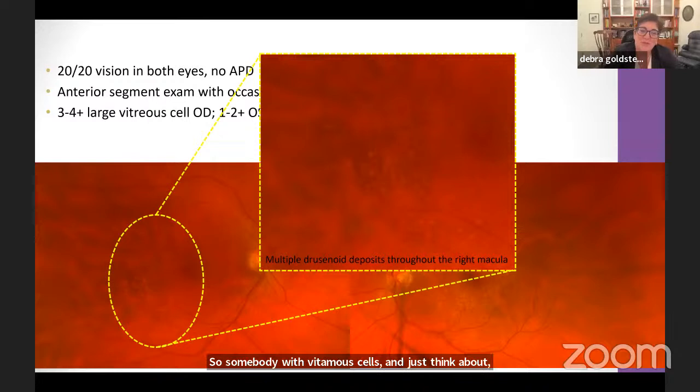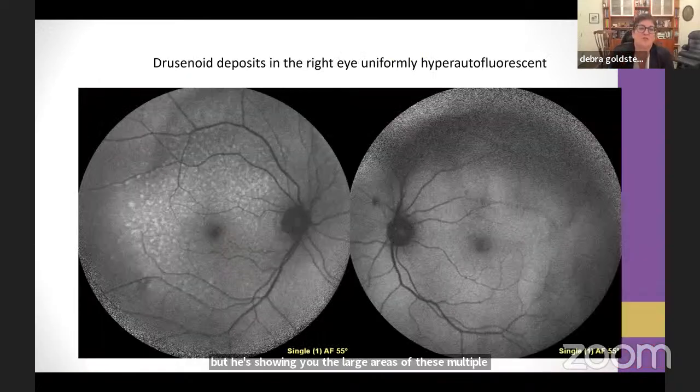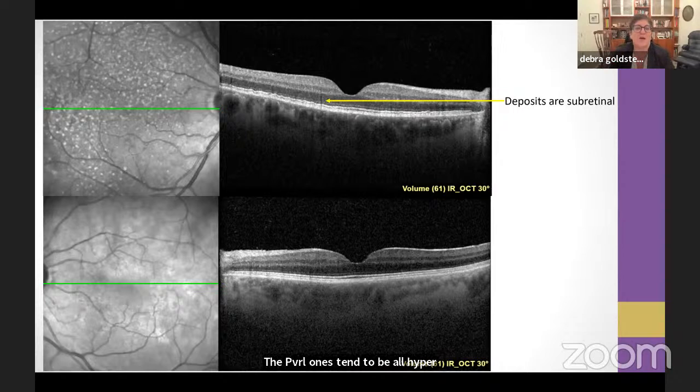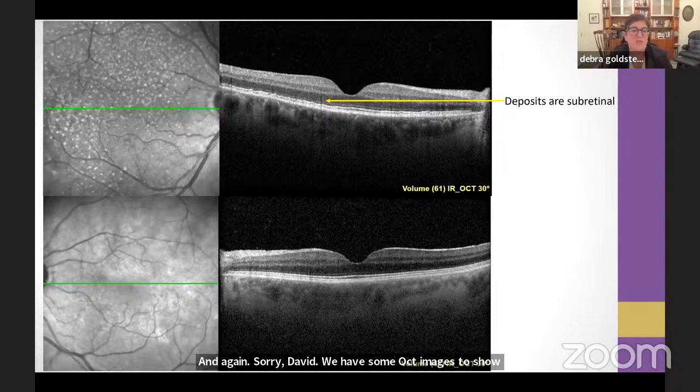My current fellow, who will be joining me in practice in a few months, did this slide for me. I have no idea how to do this, but he's showing you the enlarged areas of these multiple drusenoid deposits. And here you can see on fundus autofluorescence, all of these deposits are uniformly hyperautofluorescent. And this could be a clue differentiating these from drusen, which can be hyperautofluorescent, hypoautofluorescent, or isofluorescent. The PVRL ones tend to be all hyperautofluorescent. And again, sorry, David, we have some OCT images to show you that these deposits are subretinal. And in this case, this was in his right eye only. His left eye was completely normal.